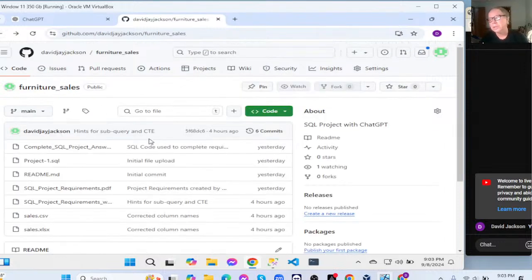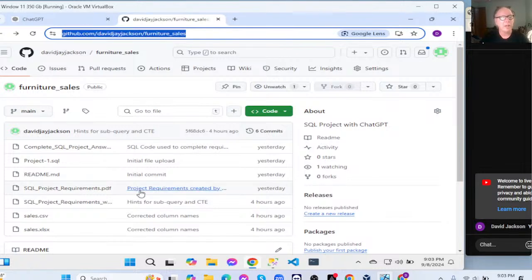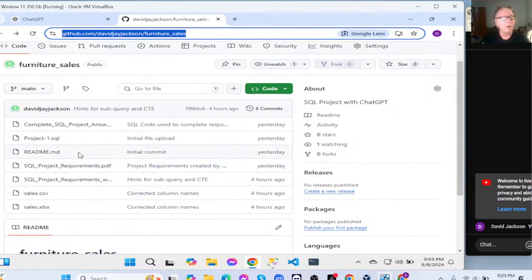Welcome to our SQL Odyssey, our SQL project. The project, of course, has to do with furniture data, with furniture sales. The data, of course, comes from Kaggle.